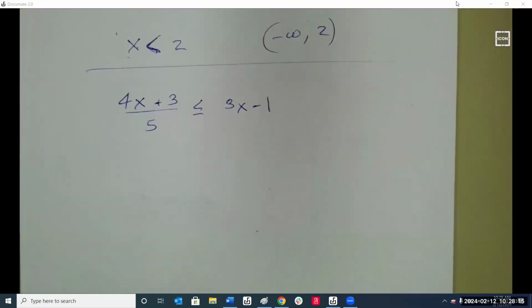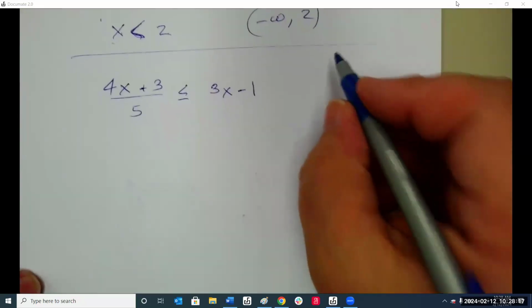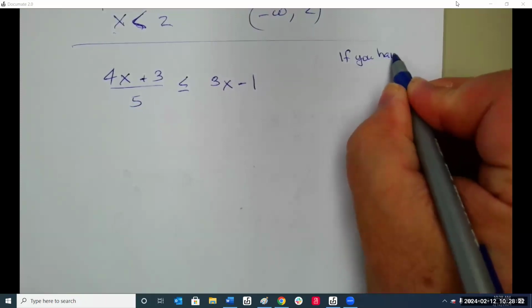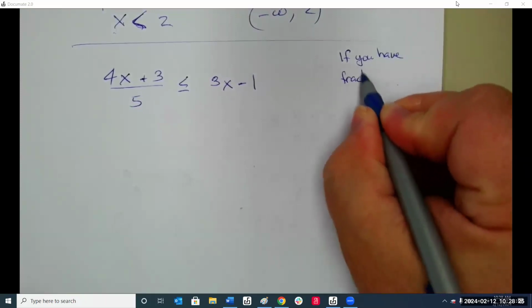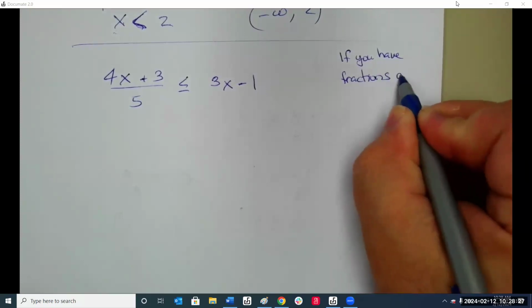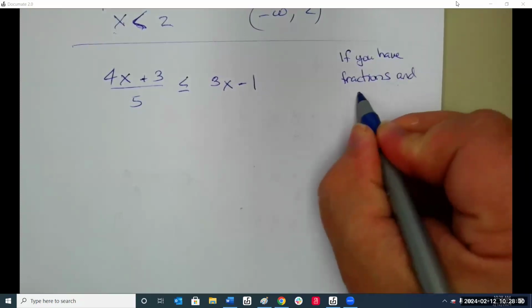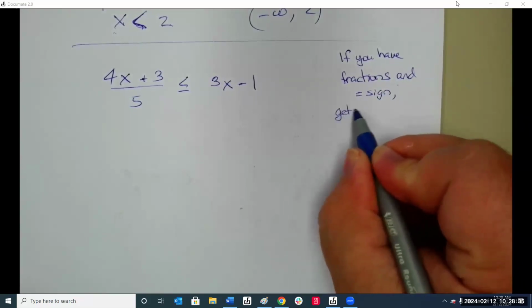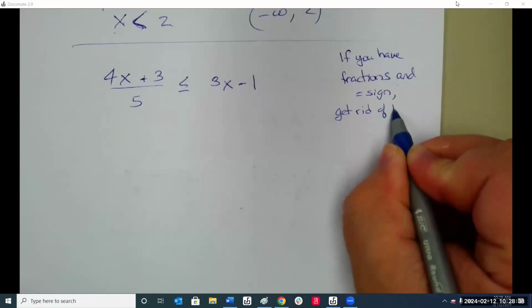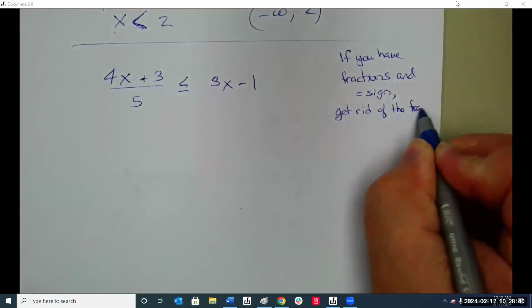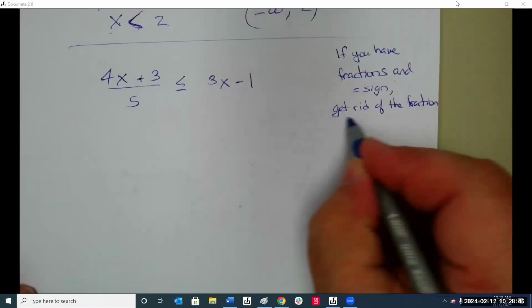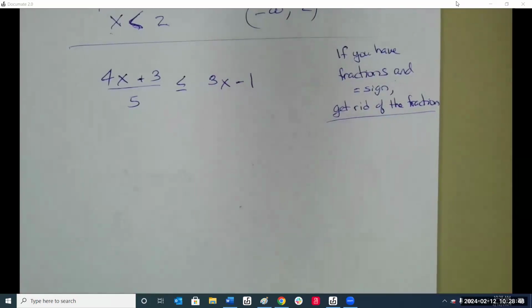Remember, I said treat this the same way you do equal signs. The rule is this: if you have fractions and an equal sign, get rid of the fraction. That's the rule. If you have fractions and an equal sign, get rid of the fractions.